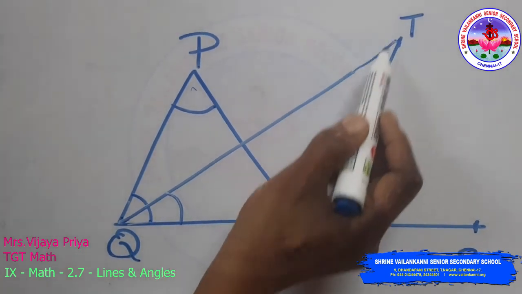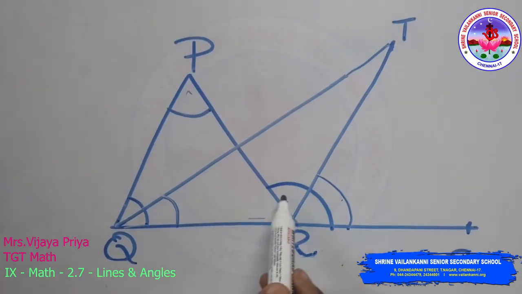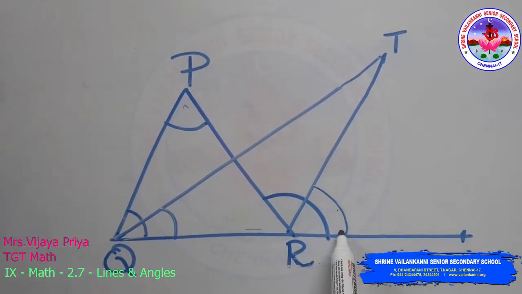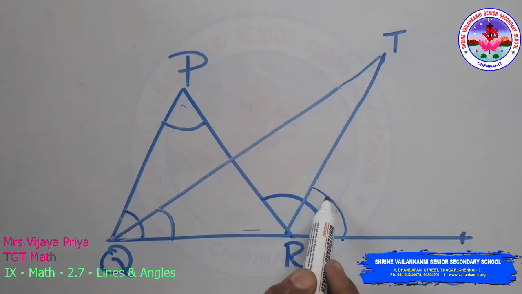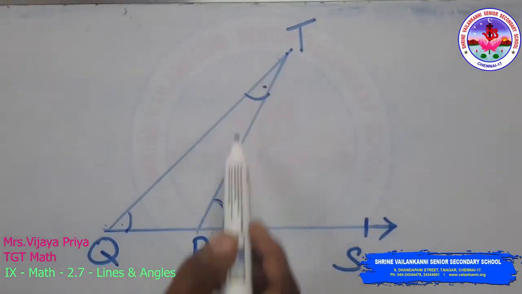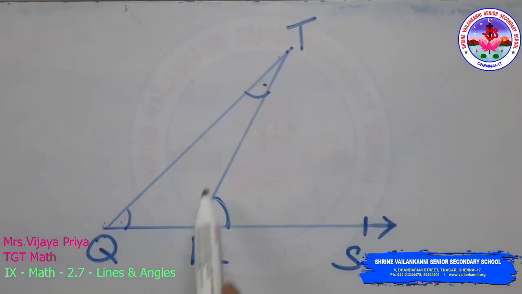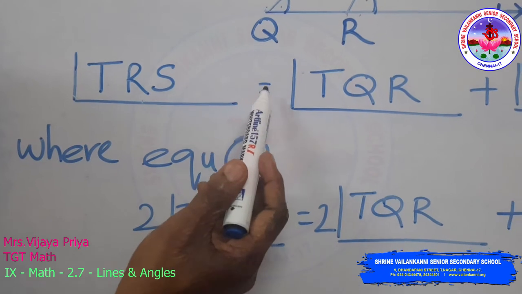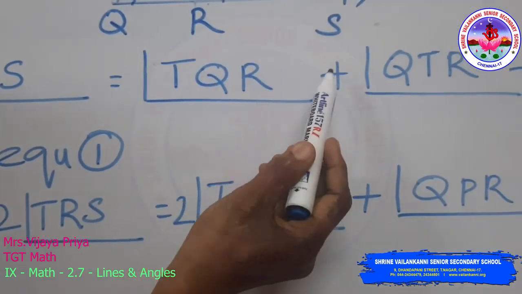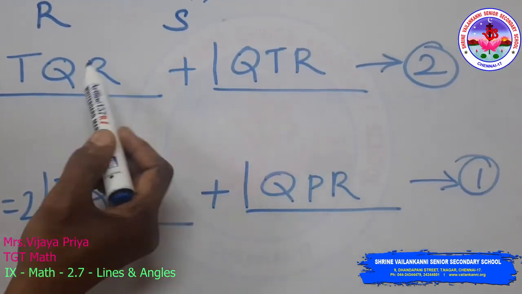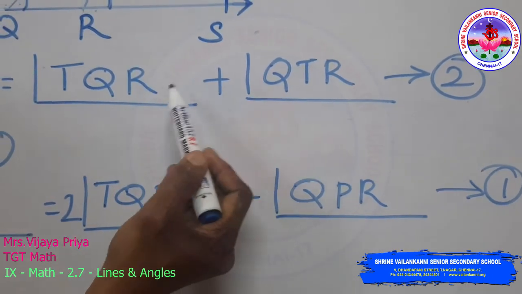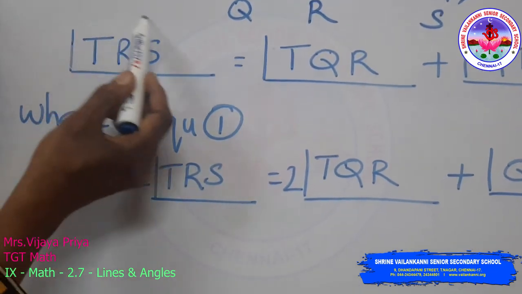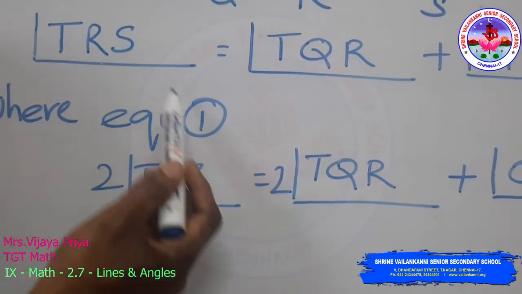Now I am going to take this triangle separately. For this triangle QTR, my TRS will be the exterior angle. Again I am going to use my exterior angle property. I have drawn the triangle separately now, where my TRS will be the exterior angle. Exterior angle TRS is equal to angle TQR plus angle QTR. These two angles are the sum of the two interior opposite angles for my exterior angle TRS. Now we are going to substitute my angle TRS in my equation 1.